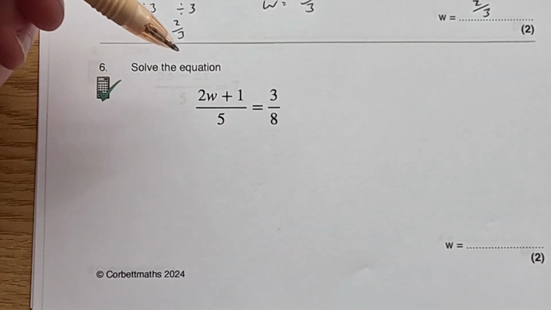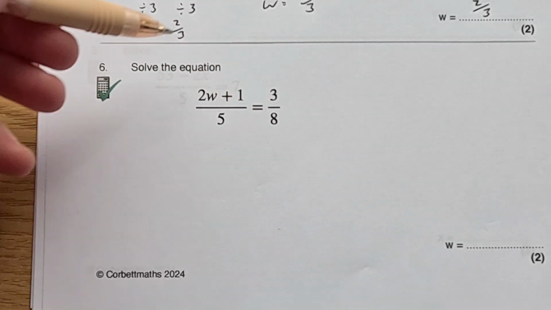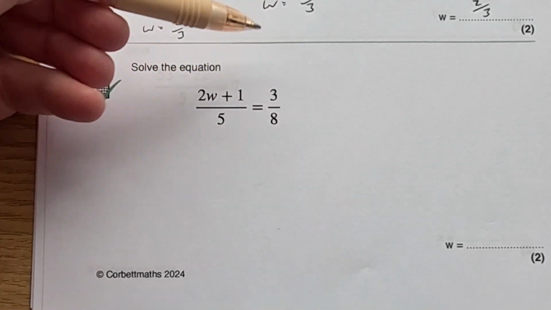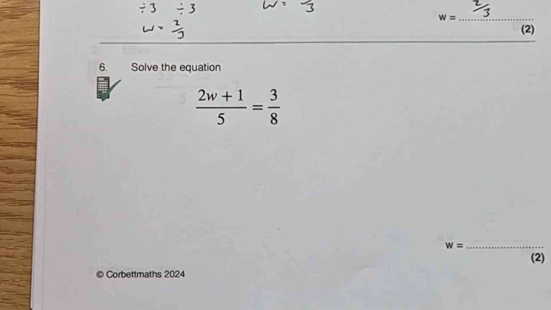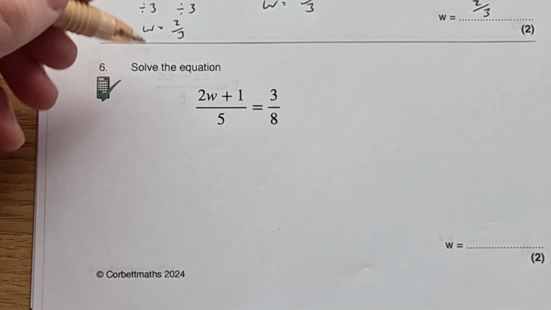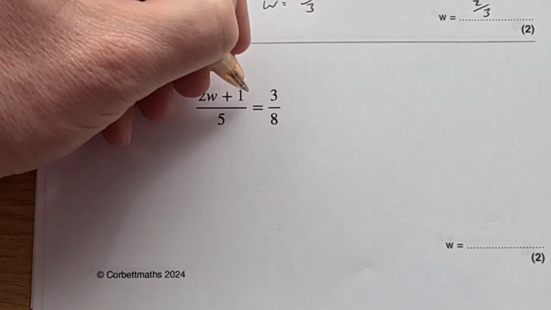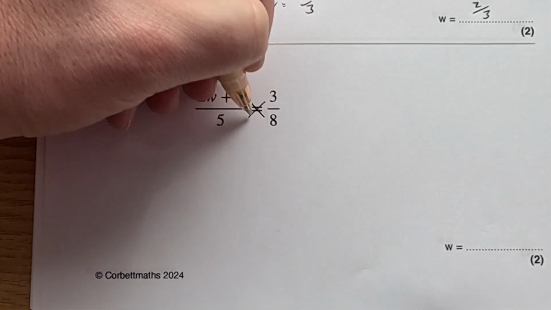Okay, so question number 6, we've got 2w plus 1 over 5 equals 3/8. So again, we could solve this like our first approach here, where we multiply both sides of the equation by 5, and then we see what we get, and then we can multiply both sides by 8 and so on. What I'm going to do is use cross multiplication. Now, this is calculator questions, that's quite handy, but I'm just going to use cross multiplication. So I'm going to multiply that numerator by that denominator and put it equal to that numerator times that denominator.